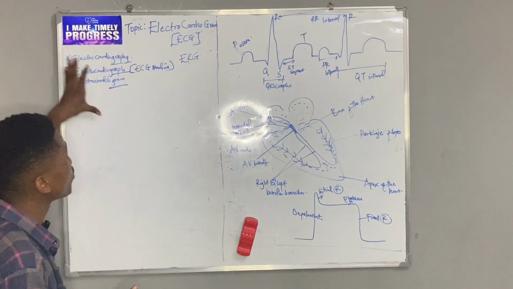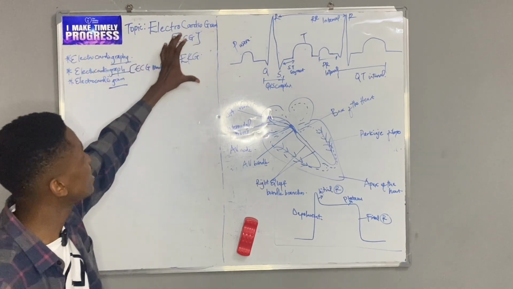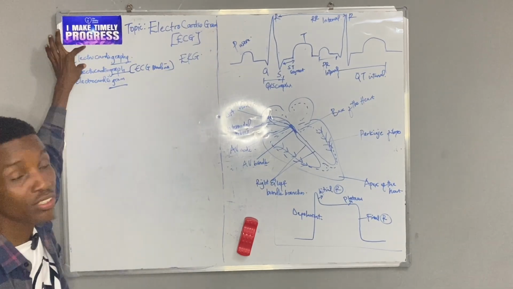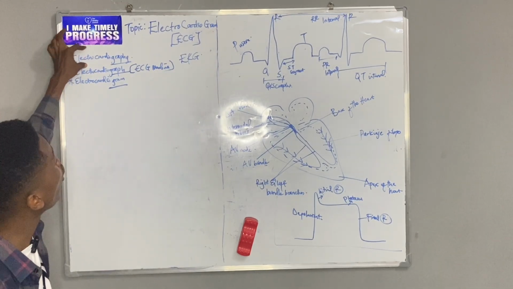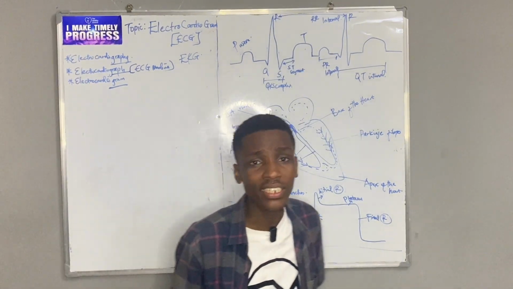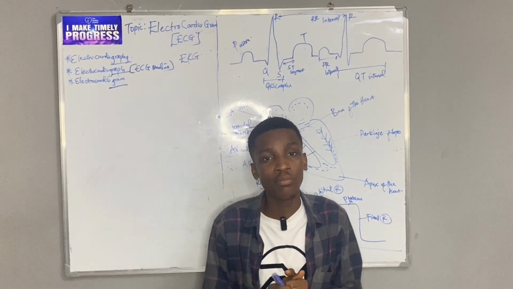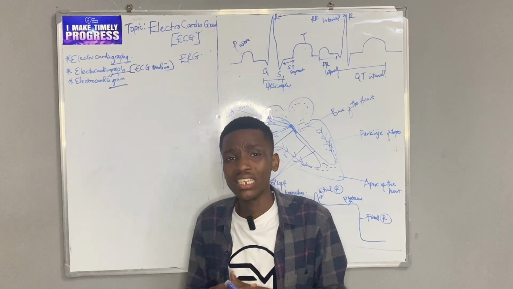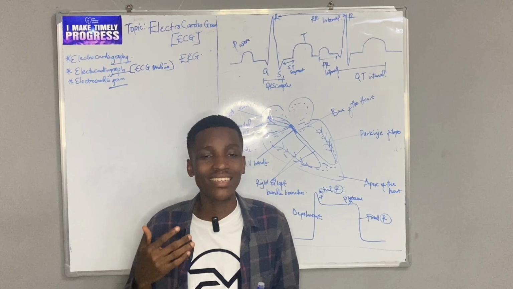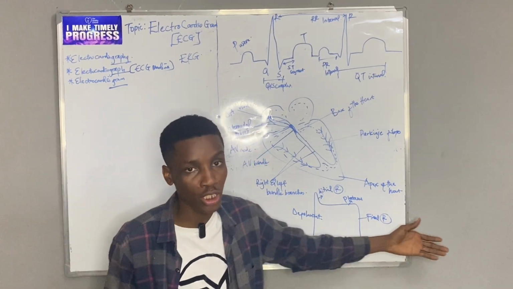Now, from what we've said, this machine, this technique, and these recordings are just recordings of the electrical activities of the heart. So we should go back to what is the electrical activity of the heart. The heart has a muscle tissue. The heart muscle is an excitable tissue. That means it should respond to stimulus. So when it's excited, there should be a response. And we see that response as an action potential.